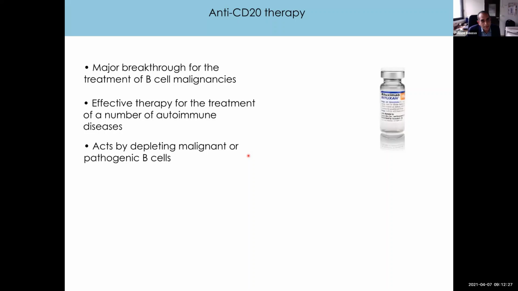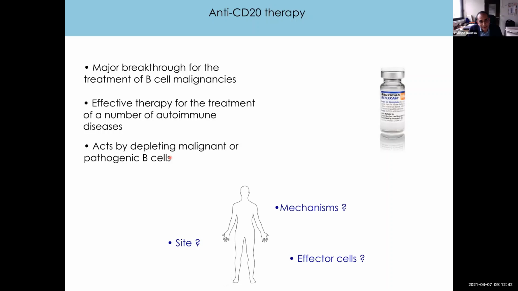as I said, is a major breakthrough for the treatment of B-cell malignancy. It's an effective therapy also for the treatment of a number of autoimmune diseases, and it acts by depleting malignant or pathogenic B cells. Yet, despite more than two decades of clinical use, we still don't fully understand how this therapy is working, in particular the mode of action in vivo, the effector cells that are engaged, and the site at which this therapy is effective.